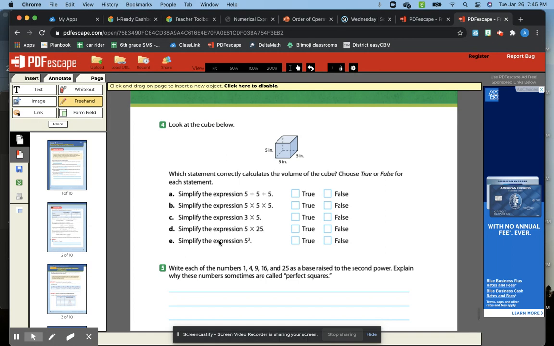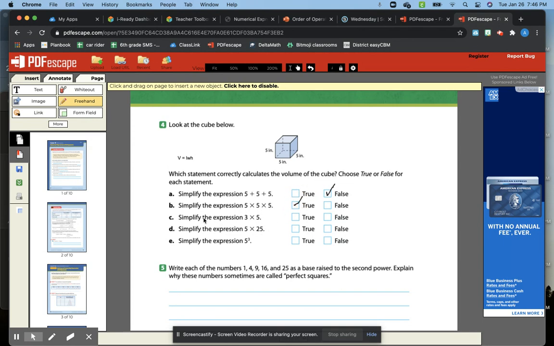For number 4, look at the cube below. Which statement correctly calculates the volume of the cube? Choose true or false. So we know volume is the same as length times width times height. So simplify the expression 5 plus 5 plus 5. Well, if it's length times width times height, we don't want to add it all, so that would be false. Simplify the expression 5 times 5 times 5.